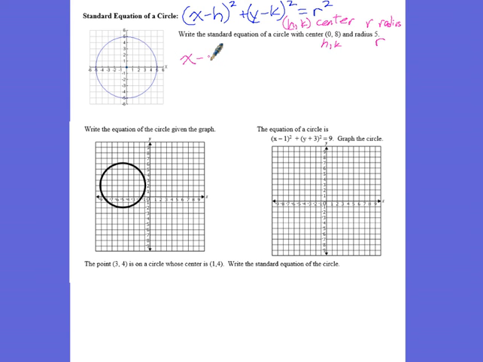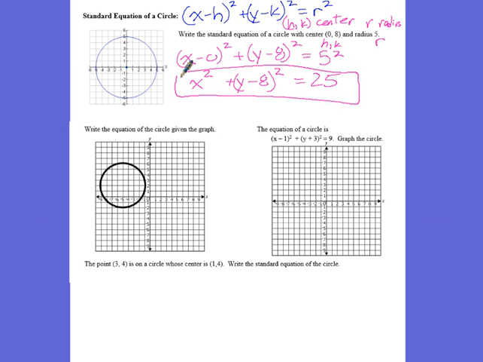So this becomes (x minus 0) squared plus (y minus 8) squared equals 5 squared. X minus 0 is just x, so I can actually simplify that a little bit. Y minus 8, I don't need to simplify that. I can just leave that as is, and then 5 squared becomes 25. So this would be the simplified version of our equation of a circle.